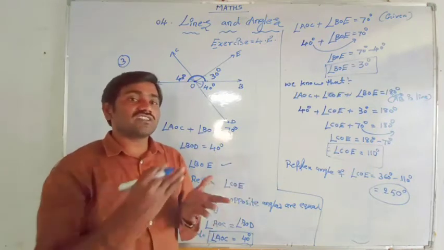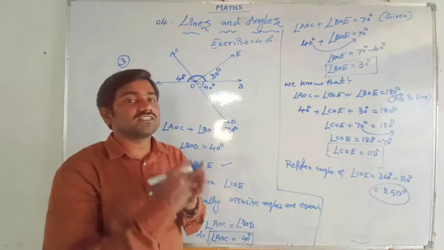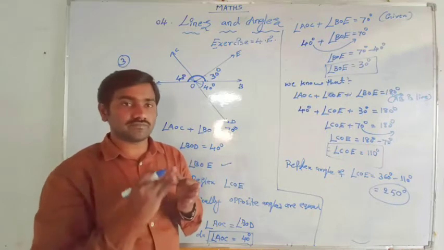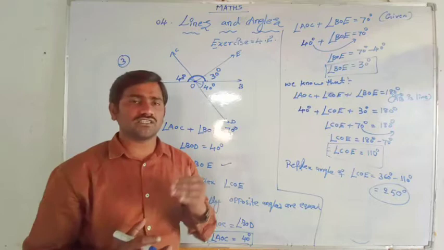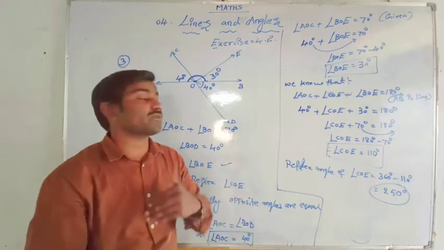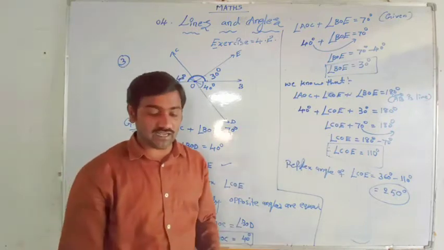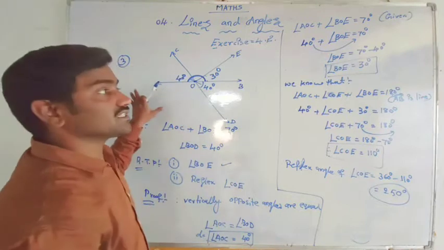That's it. What is the reflex angle of 30 degrees? 360 minus 30, 330. What is the reflex angle of 60 degrees? 360 minus 60, 300 degrees. Only if you need a reflex angle, you subtract from 360 degrees, so that you will get a reflex angle. With this, our third question is completed.